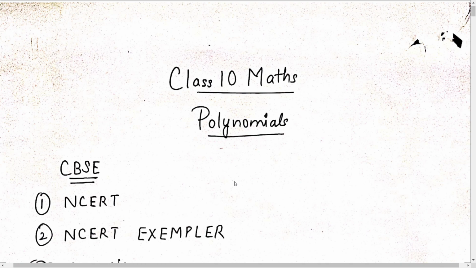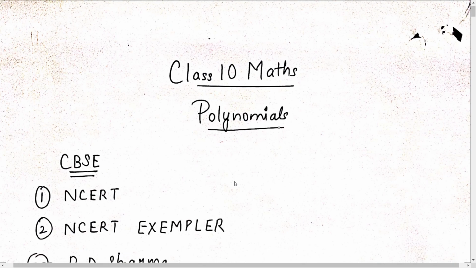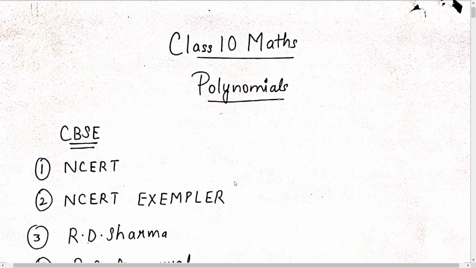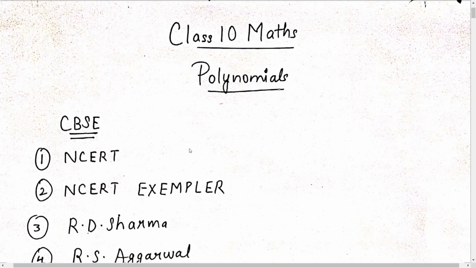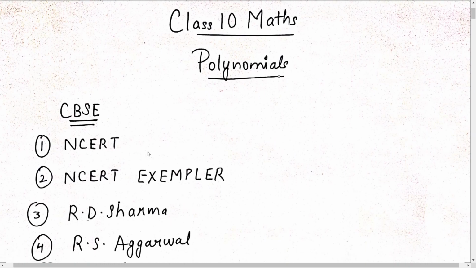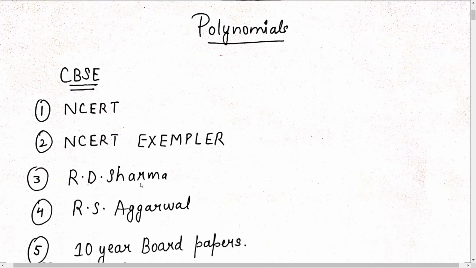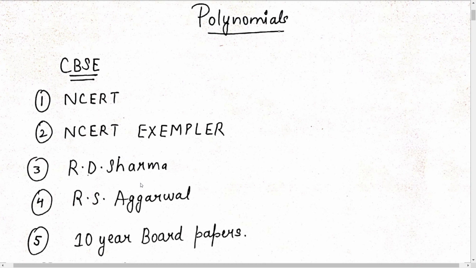So today I'm starting with class 10 mathematics, second chapter, polynomials. The books that I'm going to cover for this chapter are NCERT, the most important for board perspective, NCERT Exemplar, RD Sharma, RS Agarwal, and 10-year board papers. So I think this is enough for board preparation, and you can solve any questions if you solve these five books. Most of the people are scared of RD Sharma. I don't know why. I find it very easy. So I've covered most of the content from there only. You can refer to that book.